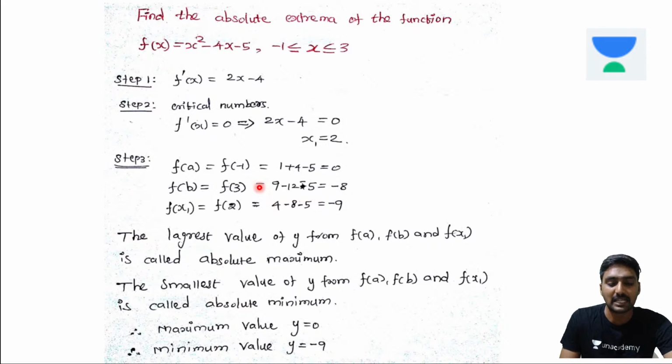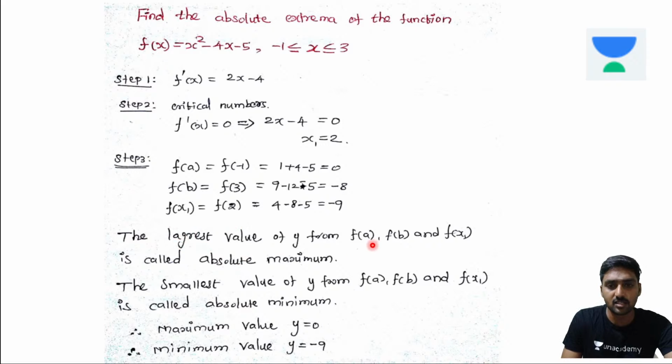So here the maximum value as well as the minimum value, these are the values we need to identify. The largest value of y from f of a, f of b and f of x1 is called the absolute maximum.